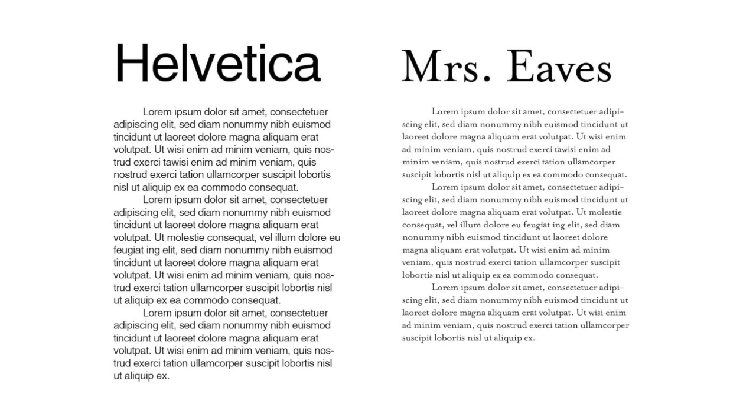Eaves and Helvetica. They're both the same point size, but they have a very different feel. Helvetica fills out the space a lot more, much bigger, easier to read. Mrs. Eaves, harder to read, smaller, looks a little more delicate. Both very different, even though the same size.